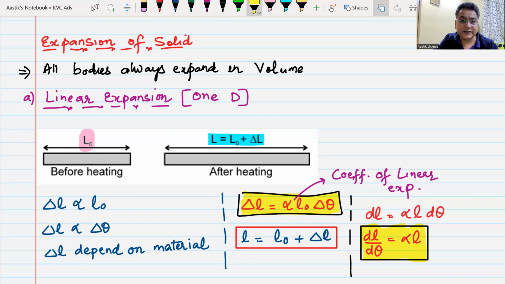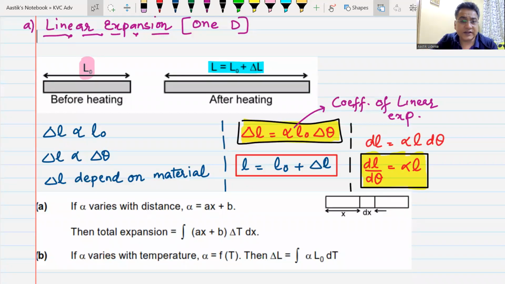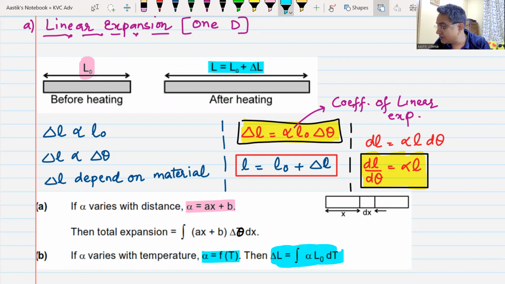If alpha varies with distance, you can write alpha as ax plus b, whatever, because alpha will be given as a function of x. Yes or no? So you can write the total expansion as alpha into delta theta, the change in temperature, into dx. Do we understand this? If alpha is given as a function of t, your change in length becomes like this. Okay, I'll give you 2 minutes to note this down.